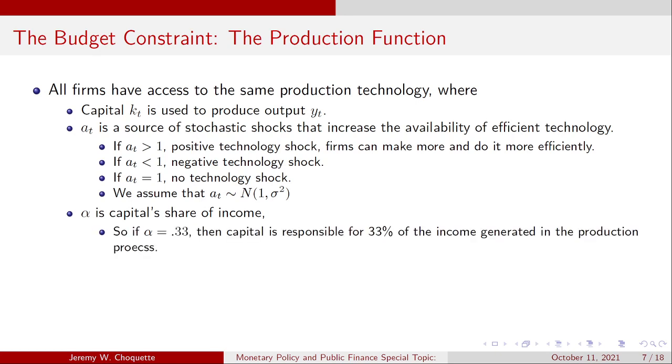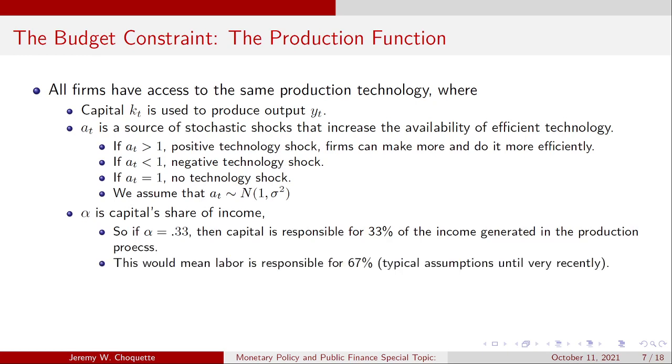Alpha is capital's share of income. So let's say if alpha is like 0.33, then capital's responsible for 33% of the income generated in the production process. And that means labor is responsible for 67%. That's a fairly typical assumption up until very recently.